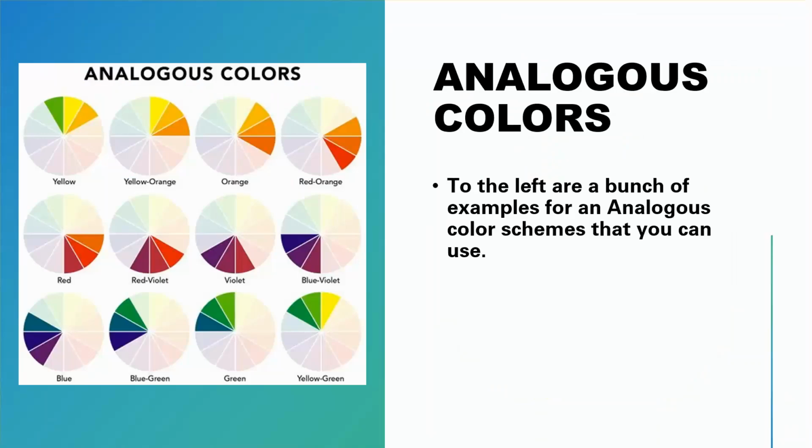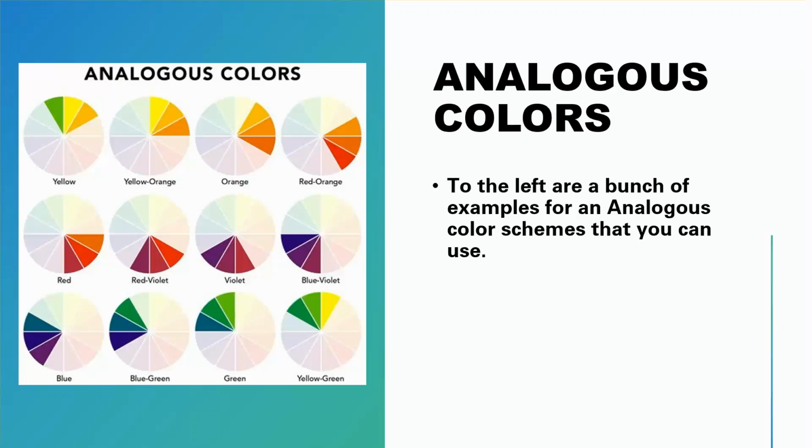So analogous colors to the left are a bunch of examples of analogous color schemes that you can use. So think about, let's say you chose yellow, yellow-orange, and orange. Even though they're all similar, if you choose yellow, that's bright enough to stand out in front of yellow-orange and orange. So that's the key, is that they're different enough.